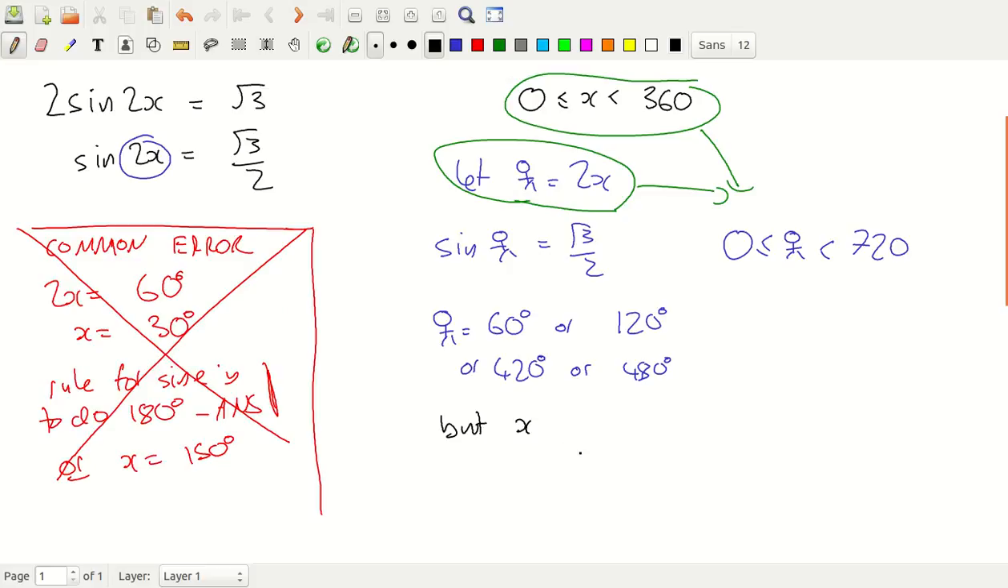And so those tell me how to find x. X equals, well, x is half of stickman. Okay, so what I've done there is I've taken the definition of stickman and made x the subject. So x equals 30, 60, 210, or 240 degrees. So you've got 4 solutions to this trig equation in the range, not 2 and not the ones that the common error gave us. So there it is.